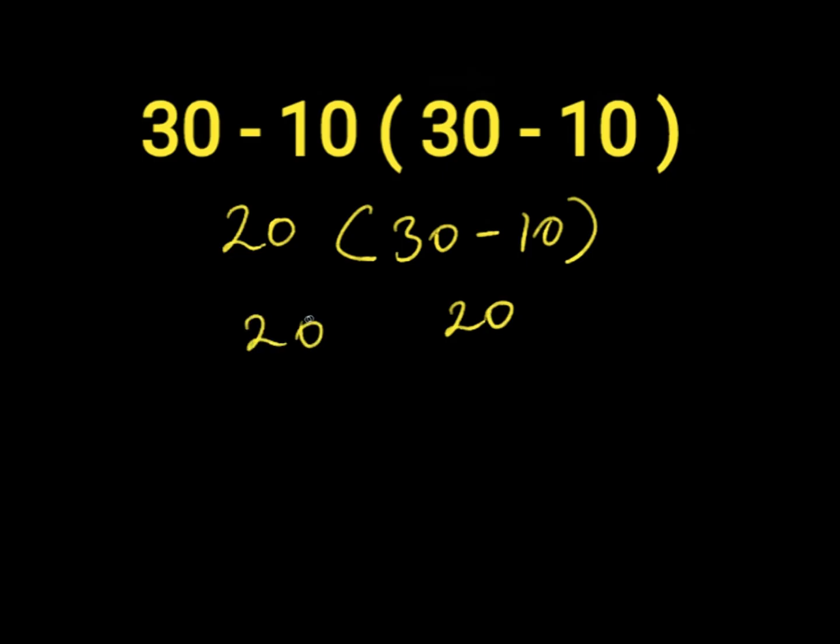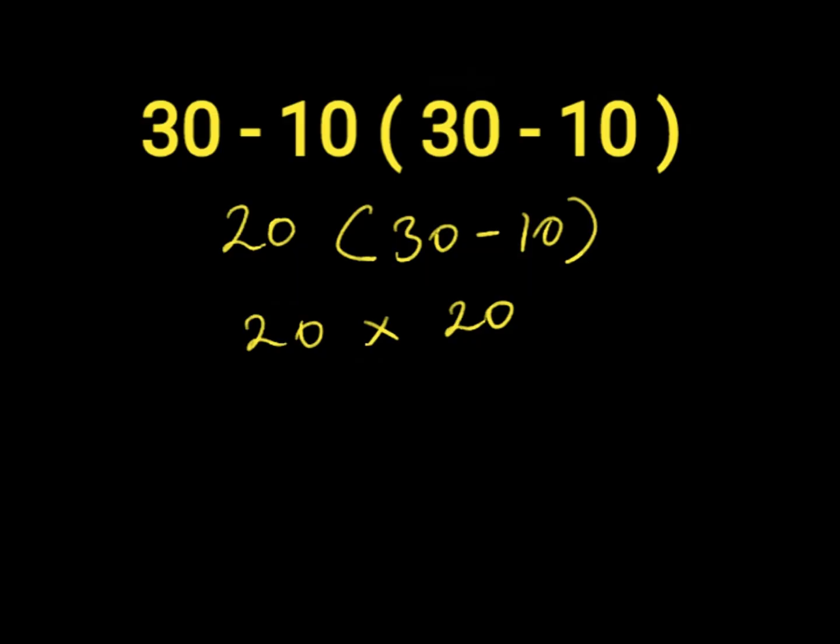30 minus 10 (30 minus 10). 30 minus 10 will give us 20. Then we have 20 (30 minus 10). In our parentheses, 30 minus 10 will also give us 20. Then we have 20 times 20.